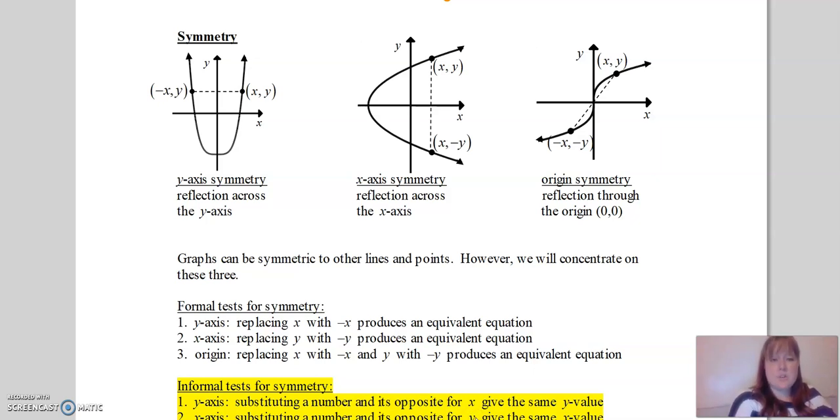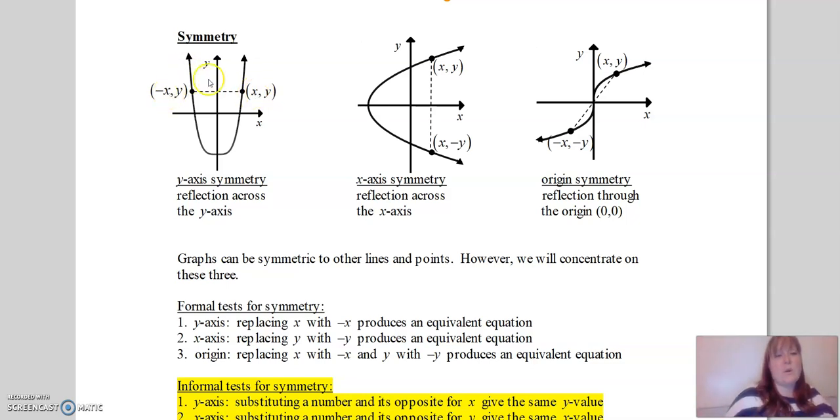Now we're talking symmetry. So remember, there's three different types of symmetry. We could have y-axis symmetry, which basically just means we could fold it across the y-axis. And it means that for an x, if we have x, y over here, that we have negative x, y over there, right? So this x and this negative x give out the same value.